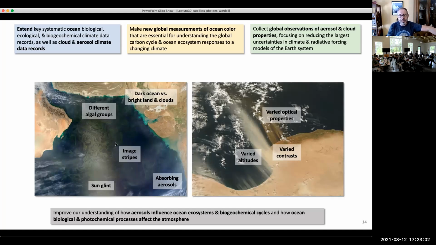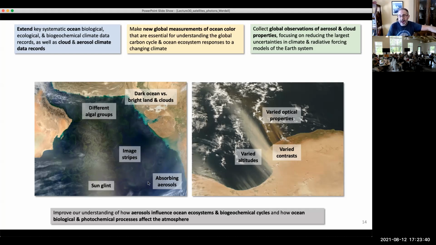So on the left, you're looking at Northern Arabian Sea, and on the right, you're looking at the north coast of Libya. So back to the left, let's just walk through this really quickly. Of course, the promise of PACE is getting to different algal groups, right? So primary thing number one, but we don't want to confound our interpretation of phytoplankton community structure with image artifacts. So image stripes can become a problem there. And as we'll talk about a little later, sun glint is a really big problem too, just like clouds. You can't see through it.